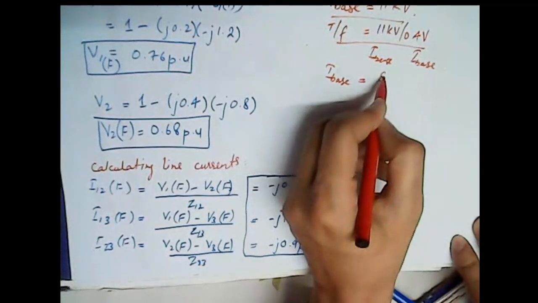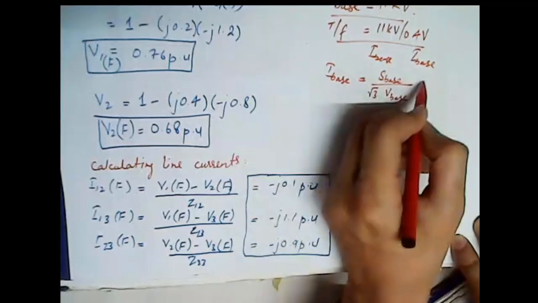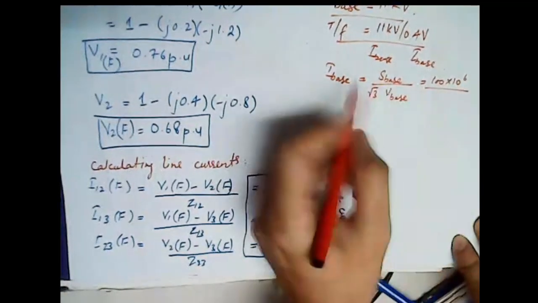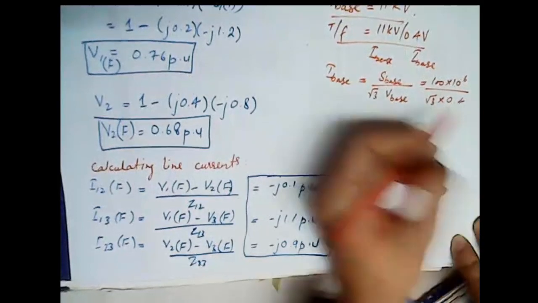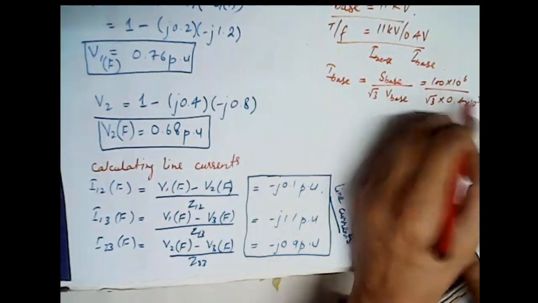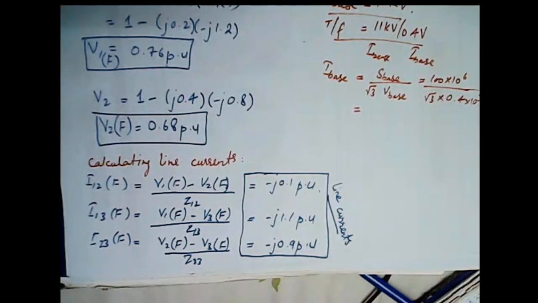I base equals S base, which is 100 MVA, divided by root 3 times V base. So this will be 100 times 10 to the power 6 divided by root 3 times V base, which is 0.4 kV, or we can say 400 volts, right? So I base will be equal to how much? 100 divided by... it would be 144 kiloamperes.